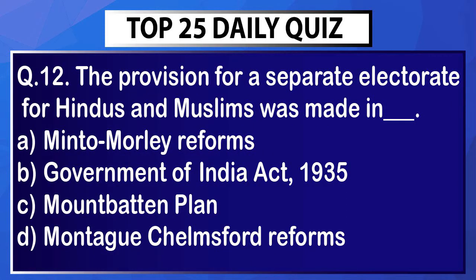Question 12th. The provision for a separate electorate for Hindus and Muslims was made in option A. Minto-Morley Reforms. Option B. Government of India Act 1935. Option C. Mountbatten Plan. Or option D.